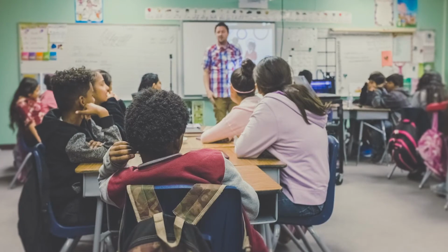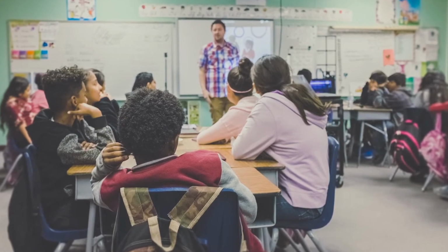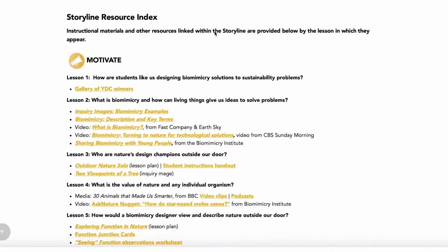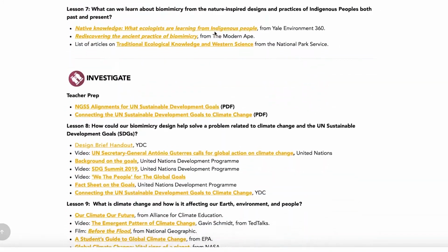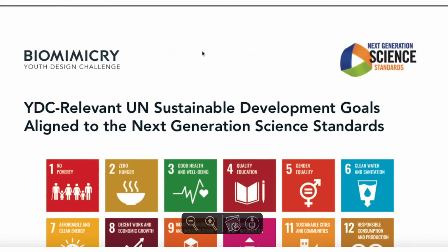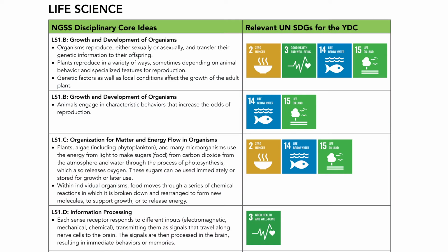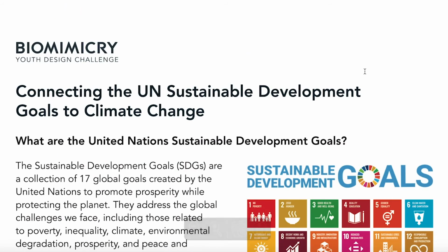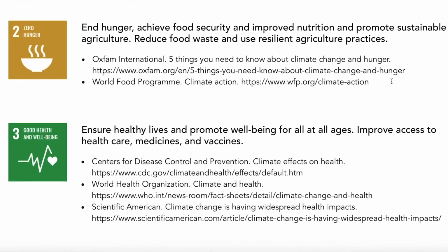To help you make these connections, we've created 2 resources. Both of these documents can be accessed from the Storyline page on the challenge website. One aligns the NGSS disciplinary core ideas to specific sustainable development goals. The other resource suggests videos, websites, and articles that describe how these goals are connected to climate change.